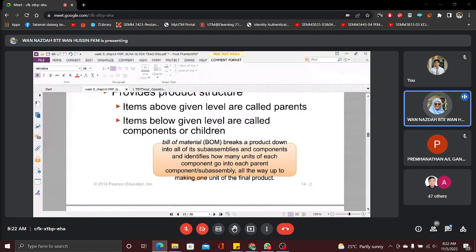Okay, so can you write it down, the meaning, the definition for the bill of material? Tulis sekarang definition. Okay, dalam masa yang sama, saya nak kamu bagi nama dekat chat box. Okay, give your name in chat box in capital letter.